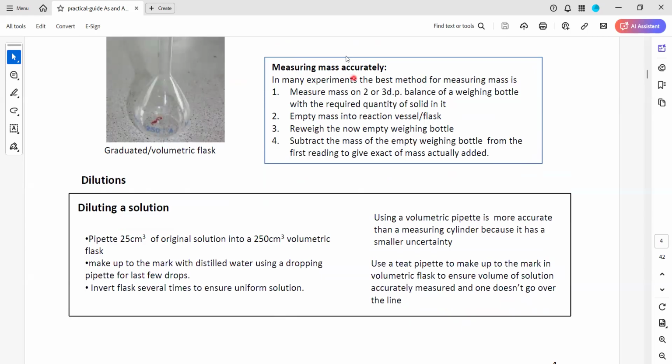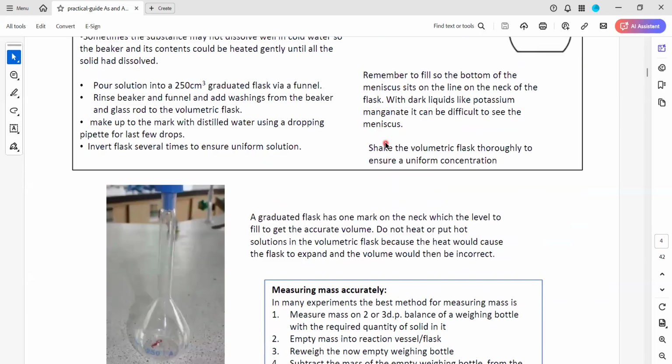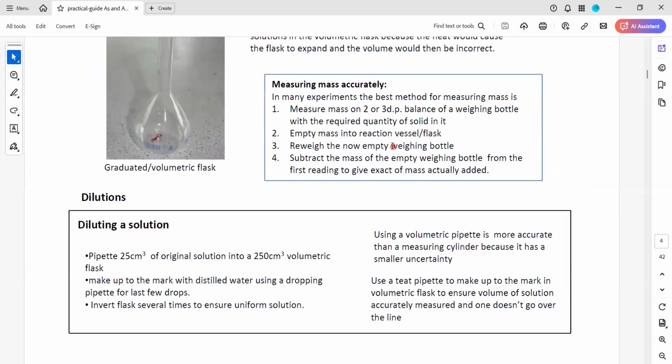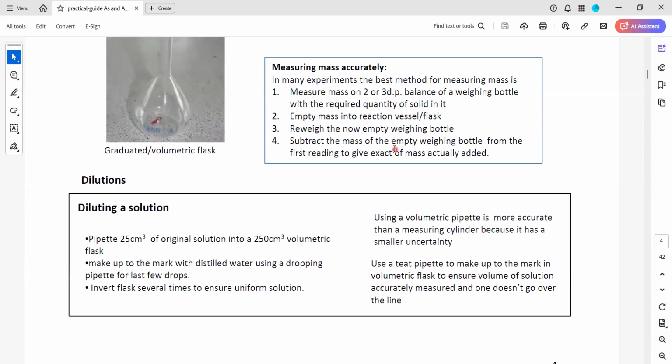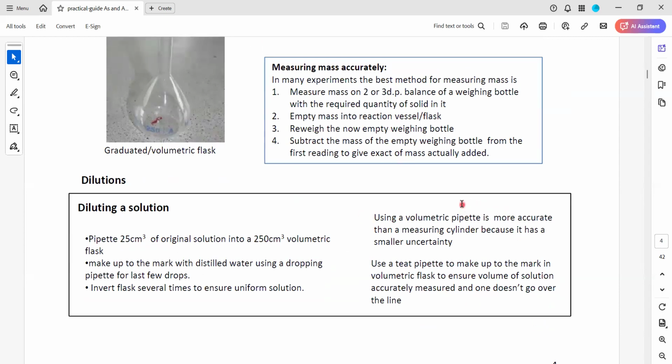They can ask why we use deionized water or distilled water. Because distilled water does not contain the soluble impurities. The tap water contains soluble impurities as well. That's why we do not use tap water, we use distilled water. So distilled water does not contain soluble impurities.